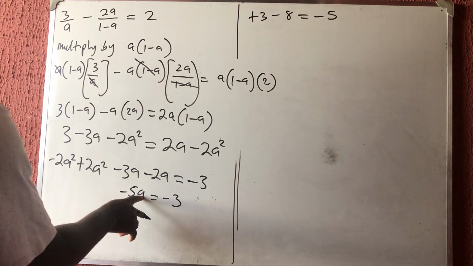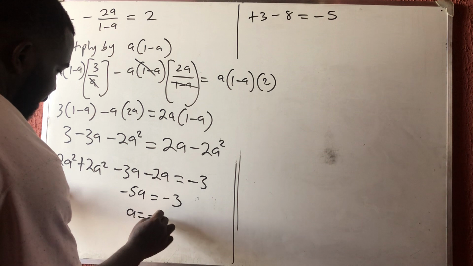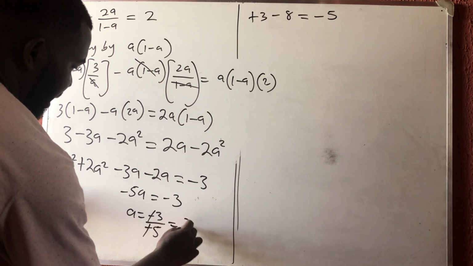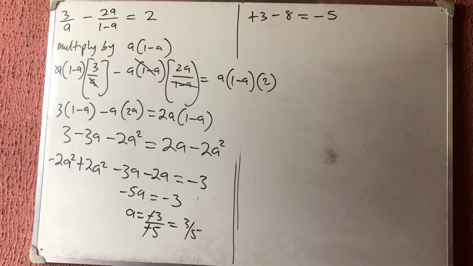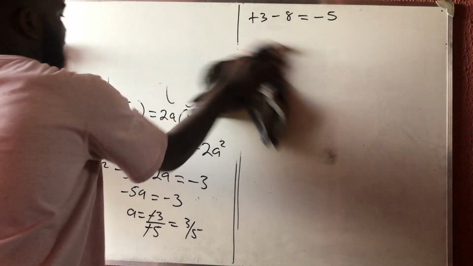So divide everybody by minus 5. Minus 5 is multiplying a, so moving here will become divide. So my a will now be minus 3 divided by minus 5. Minus can take care of minus, so that my answer is just 3 over 5. All right? So that is that for that.